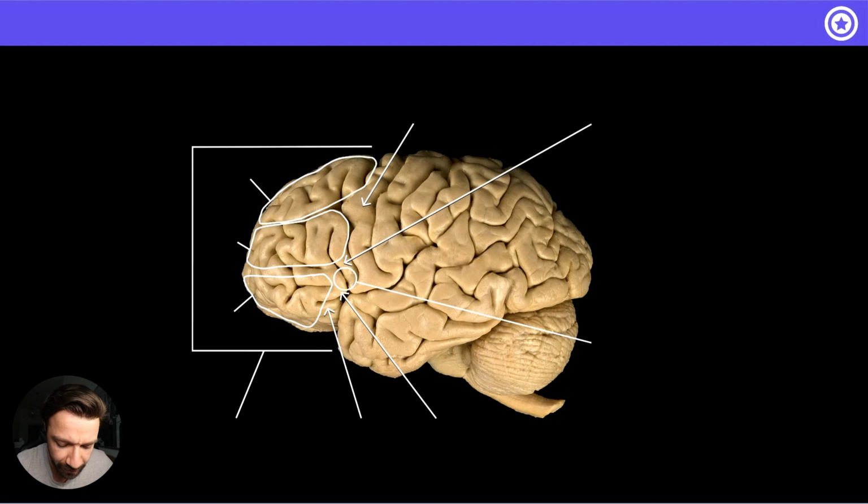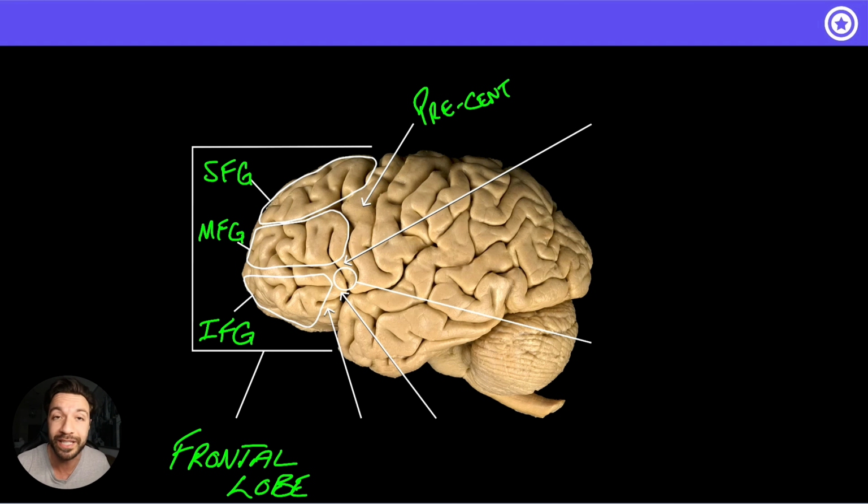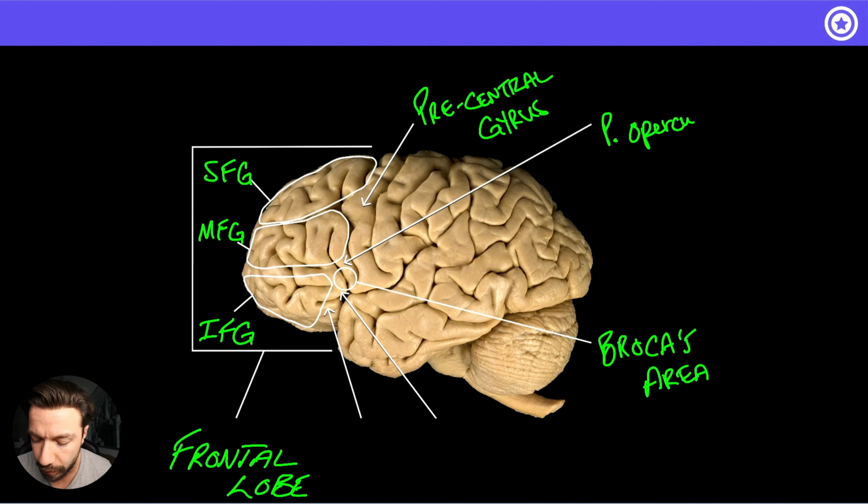So now let's go and label these. So we start off, we have our frontal lobe. Then within the frontal lobe, we have our inferior frontal gyrus, we have our middle frontal gyrus, and our superior frontal gyrus. And then just anterior to the central sulcus right here, we have that precentral gyrus. And then if we go into this area down here, we have Broca's, we have pars opercularis, pars triangularis, and pars orbitalis.